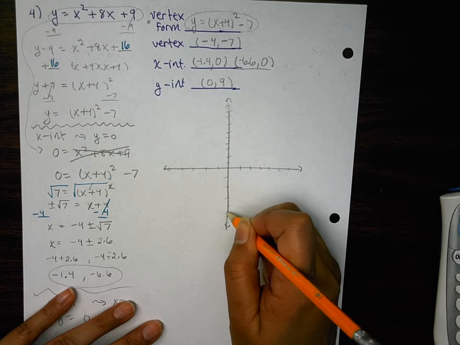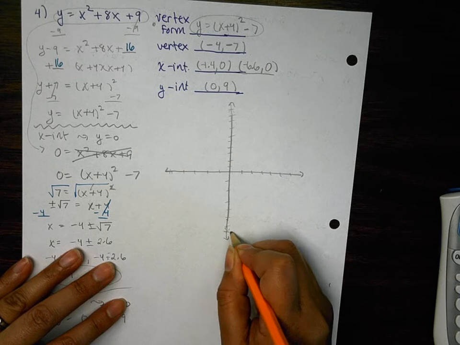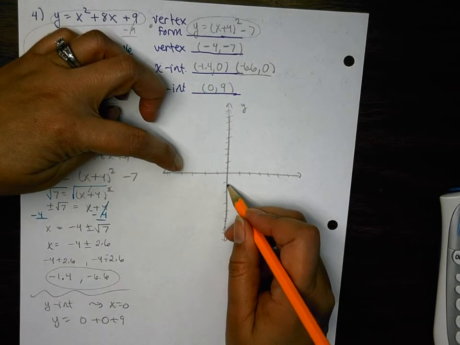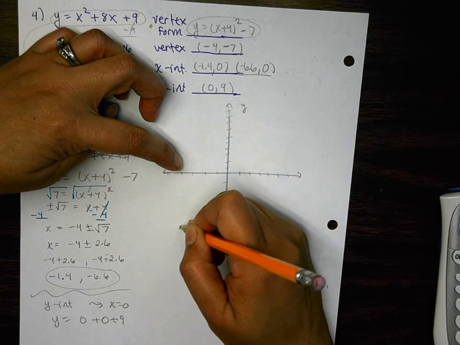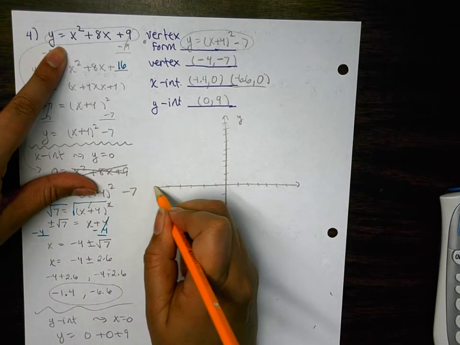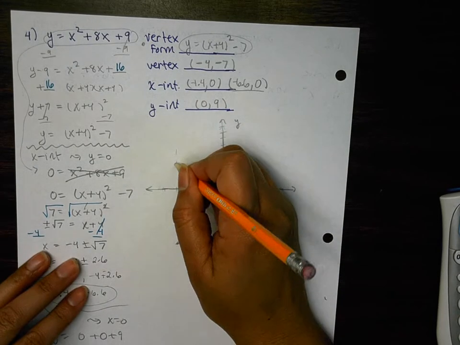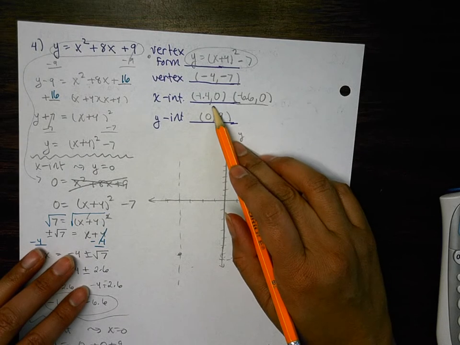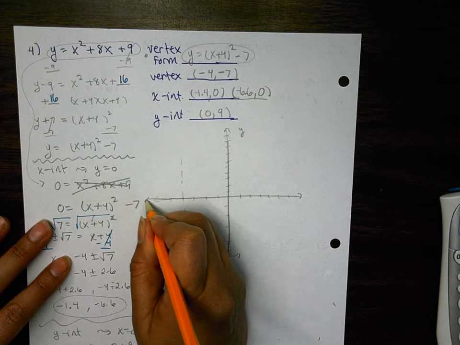My vertex is negative 4, negative 7. Get that on your paper. Which way is it opening, up or down, according to it being positive? Up or down? Up. Do you agree this is my axis of symmetry? What are my x-intercepts? Negative 1.4 and negative 6.6.